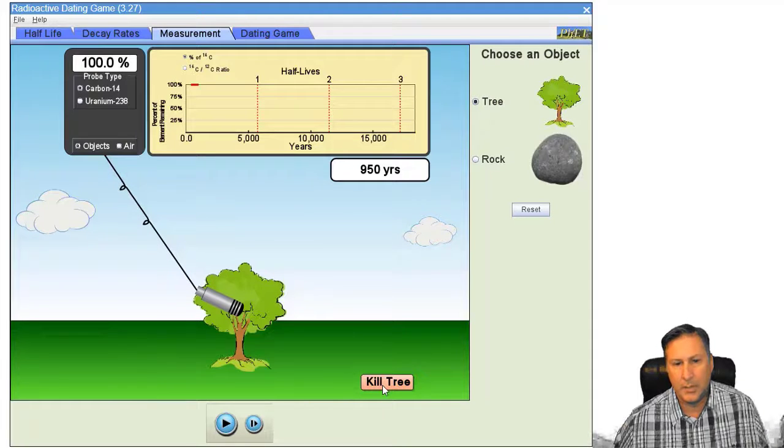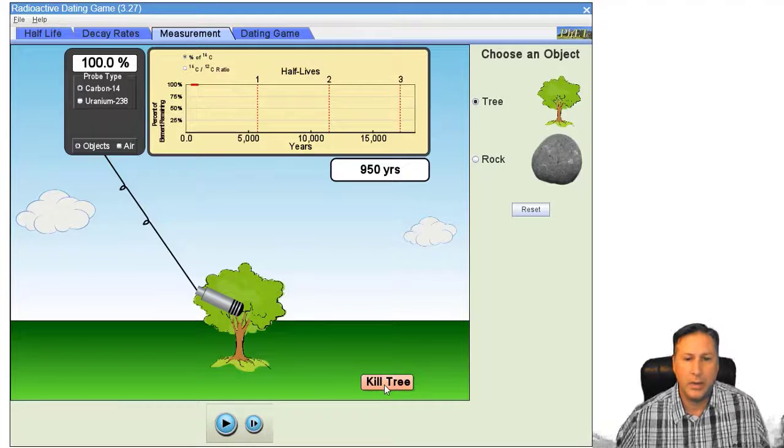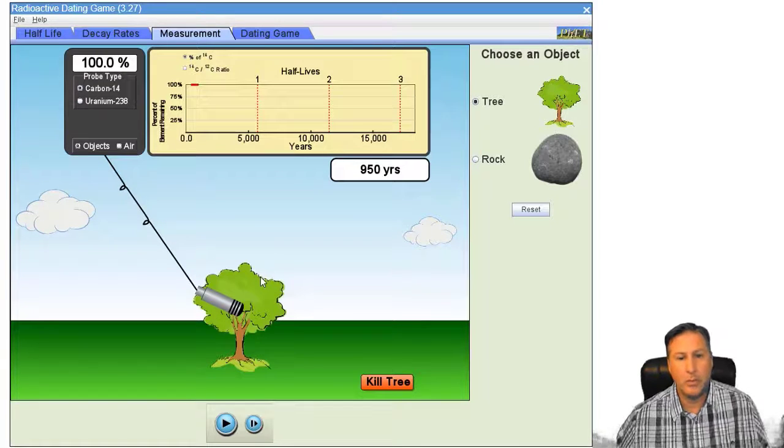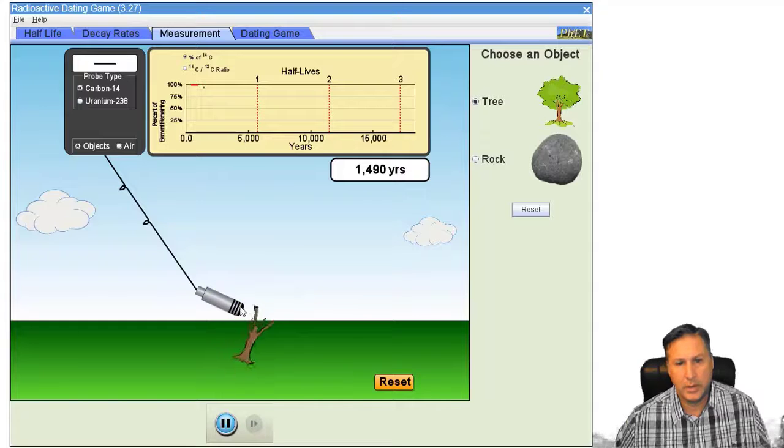Now, they give you the option of killing the tree. What's going to happen when you kill the tree? Well, that means the tree is no longer taking in carbon dioxide. The carbon dioxide was where it got its carbon. And so once trees die, they are no longer absorbing more carbon-14, and therefore the amount of carbon-14 in the tree will actually start to diminish. So let's kill the tree. Sorry, tree. Okay, and notice, dead tree.